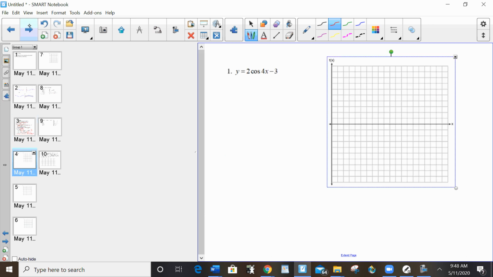So let's get into it. It wants me to graph one full wave of this. So amp, sine, freq, x, shift.